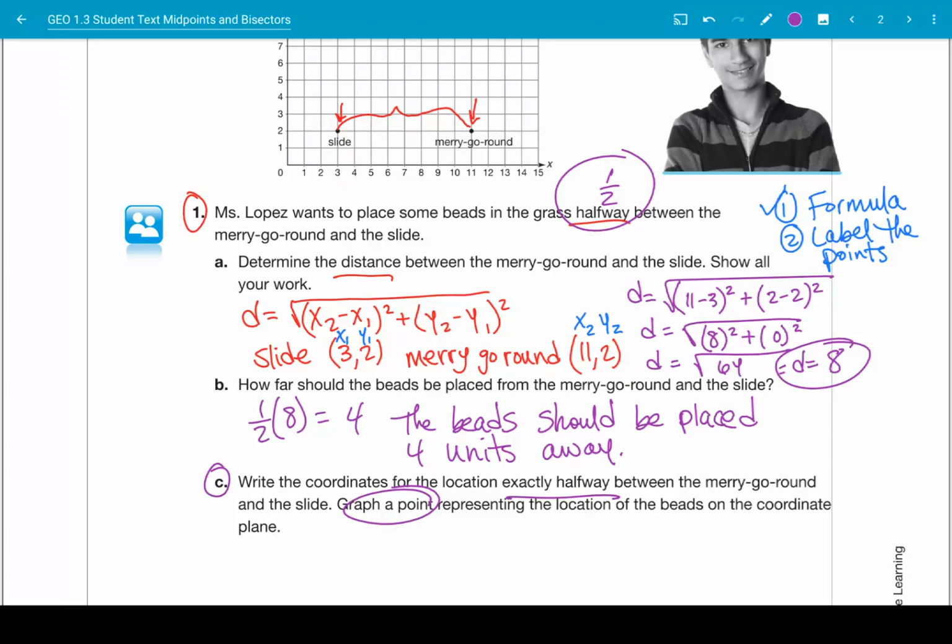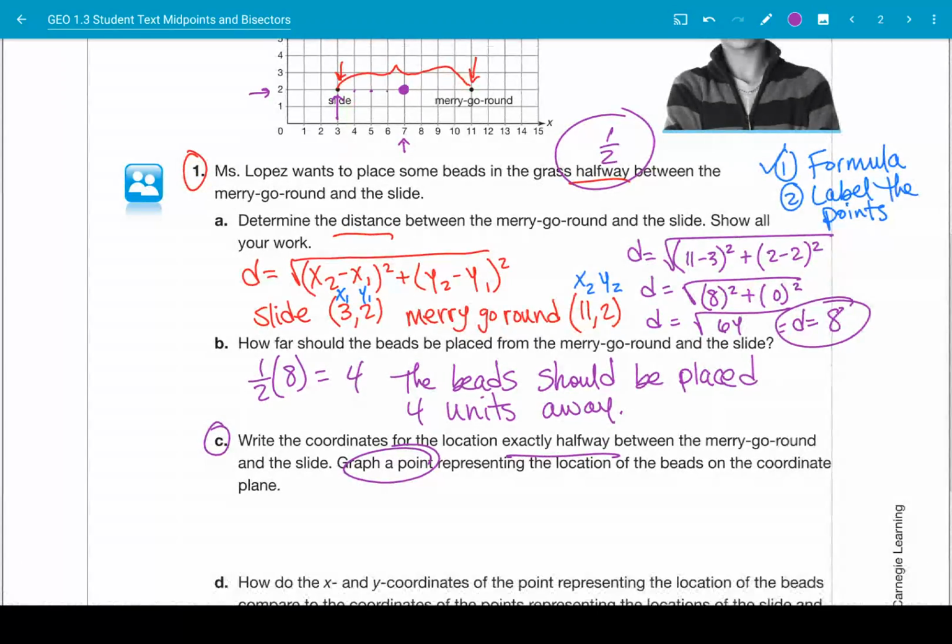So everybody on your paper, count along with me. We're starting right here at the slide. 1, 2, 3, 4. This is where the beads are going to be located. Now let's find where that is on the coordinate plane. This purple dot where beads will be placed is located at 7, 2. We always write the X first and then the Y. The coordinates would be 7, 2.